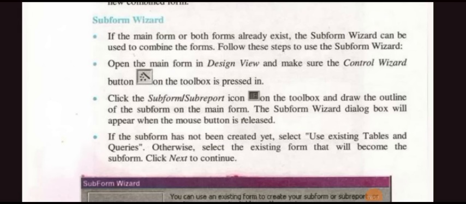If the main form or both forms already exist, the SubForm wizard can be used to combine the forms. Follow the steps to use the SubForm wizard.